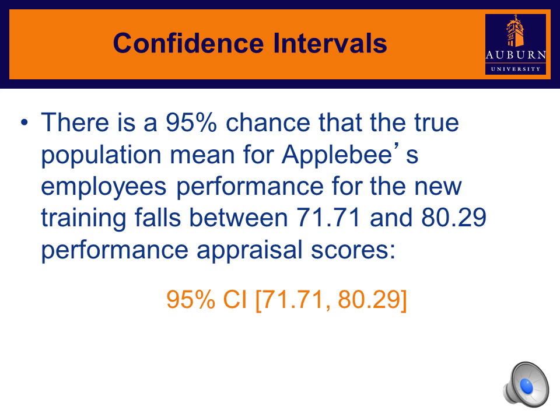So again, our best guess for the true population mean was the average of our sample. That was 76. However, we knew that our sample mean was not going to be the population mean, but the population mean should be around that sample mean, and so we create this range of where we expect that true population mean to fall. It could be as low as 71.71 or as high as 80.29, and that's with a 95% confidence or at a 95% chance. And that's your confidence interval.